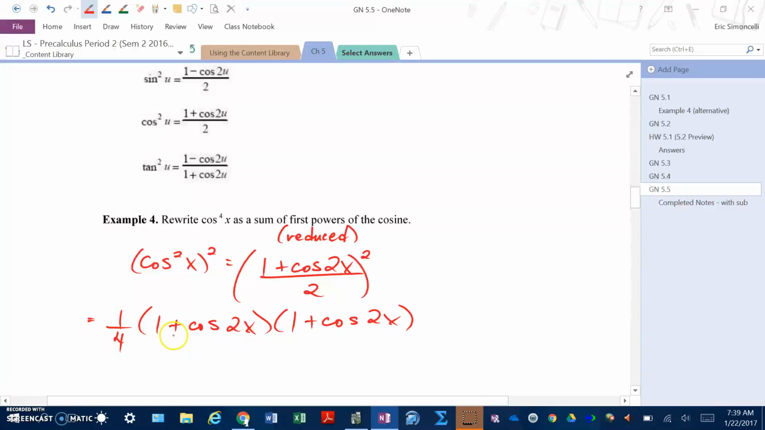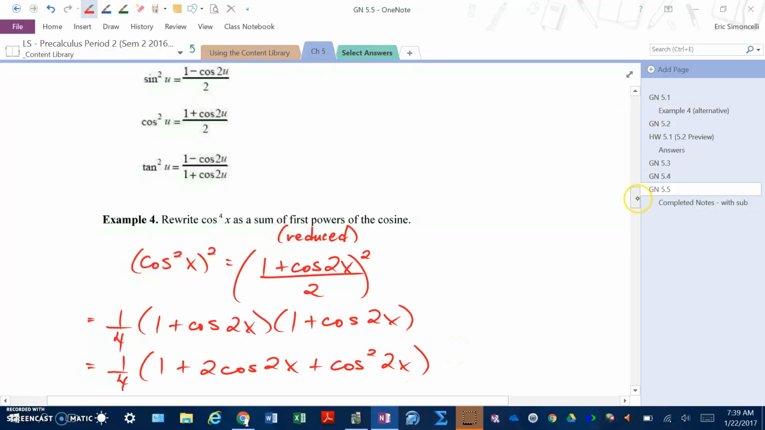So I could theoretically write this product of two binomials over 4, but I'm going to instead factor out that 1/4 now. When I do go ahead and FOIL in the next step, I'll get first, so 1 times 1, outside 1 times cosine 2x, so cosine 2x plus another cosine 2x, so I have 2 cosine 2x, and then cosine 2x times cosine 2x, which is cosine squared 2x.